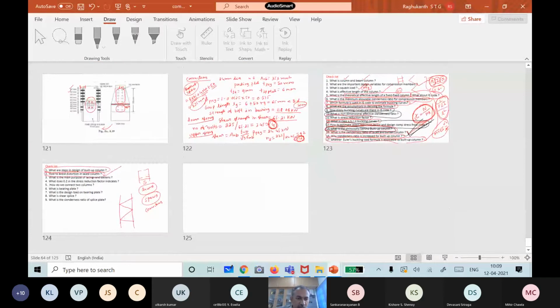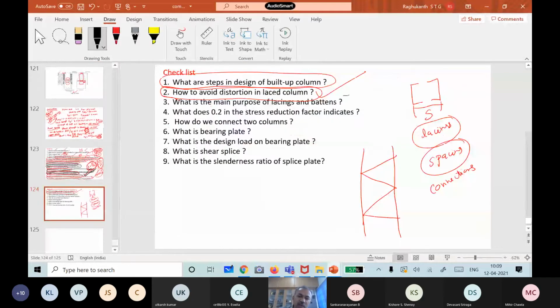Now, what is the main purpose of lacings and battens? Do they support the load? The axial compression that is coming on the column, do they support that load, or what is it? Which members carry the main load? You have the main members, these two channels, then we have lacing, and of course battens if there are any. Do they carry the main load or what do they do?